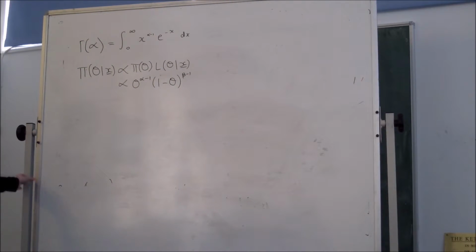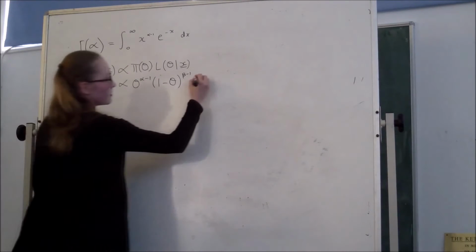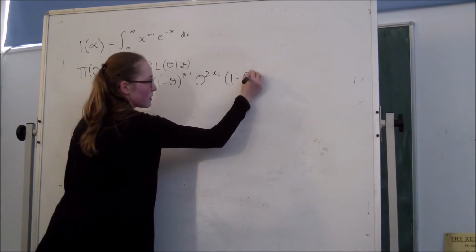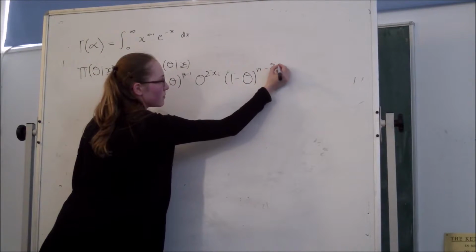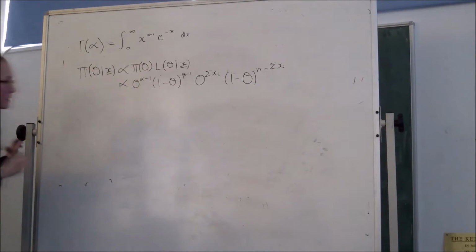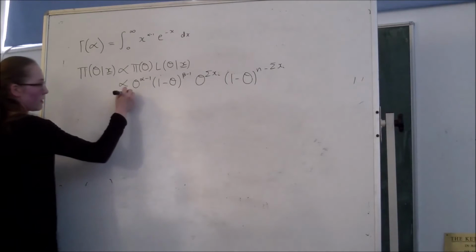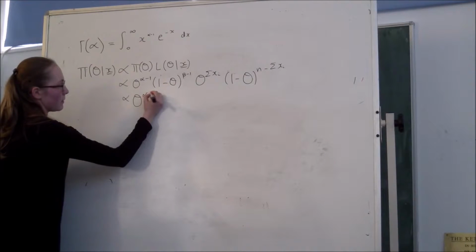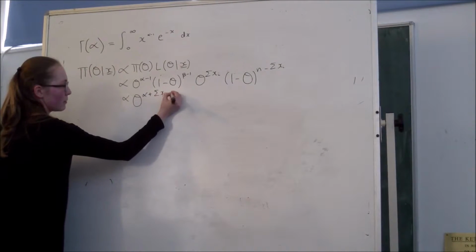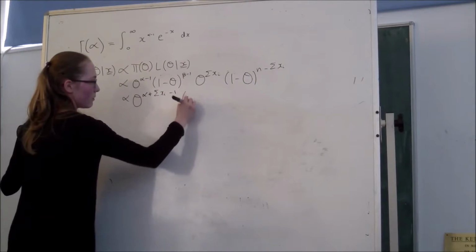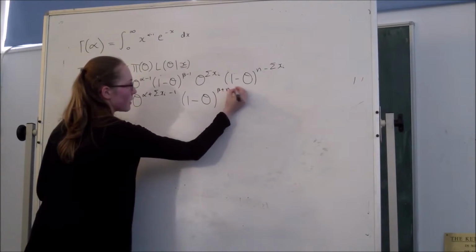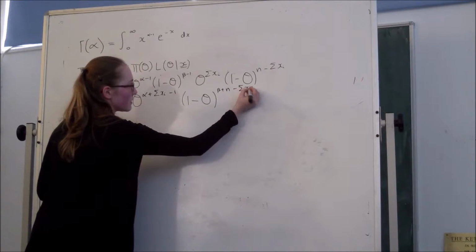And then the likelihood, we will put that all in. So theta to the sum of the xi's, 1 minus theta to the n minus the sum of the xi's. So then we want to combine the theta terms and the 1 minus theta terms. So we just add the exponents. So we've got theta to the power alpha plus the sum of the xi's minus 1, and 1 minus theta to the beta plus n minus the sum of the xi's minus 1.